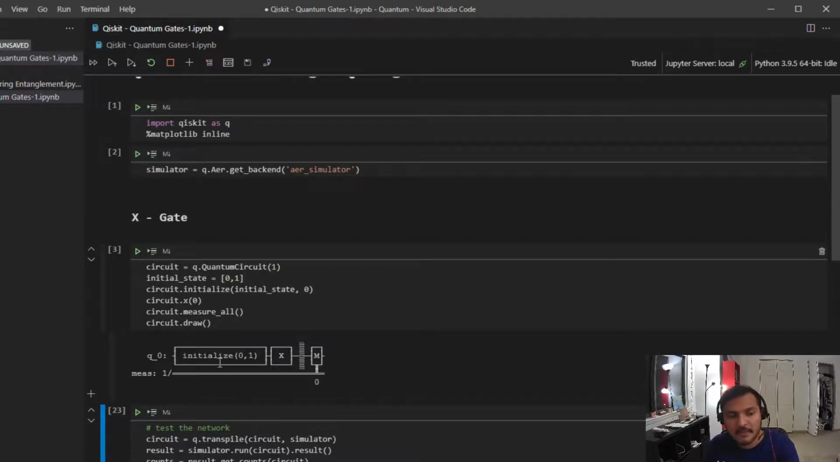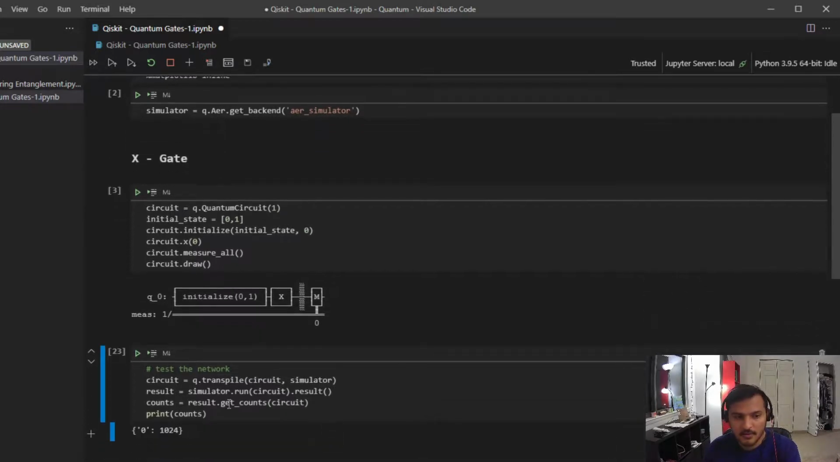So here you can see I have initialized it to state 1. I have an X gate, and then I will measure it out. Now, what should happen? X gate is supposed to flip my bit, so that my measurement should be 0. So let's try it out. Here I have the same code that you might have seen before, which basically transpiles the code for the simulator and then runs the simulation and gets the results out. So instead of plotting it out, I'm just printing out the numbers that I see. And this simulator by default runs 1024 times. So let's print it out.